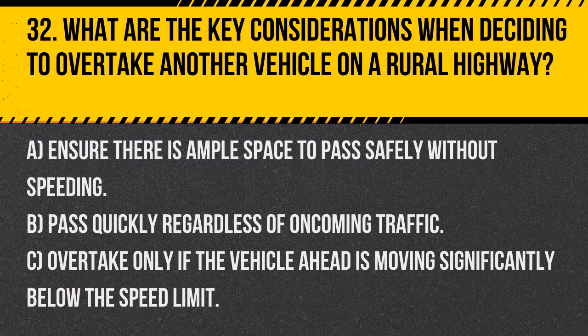Question 32. What are the key considerations when deciding to overtake another vehicle on a rural highway? A. Ensure there is ample space to pass safely without speeding. B. Pass quickly regardless of oncoming traffic. C. Overtake only if the vehicle ahead is moving significantly below the speed limit.